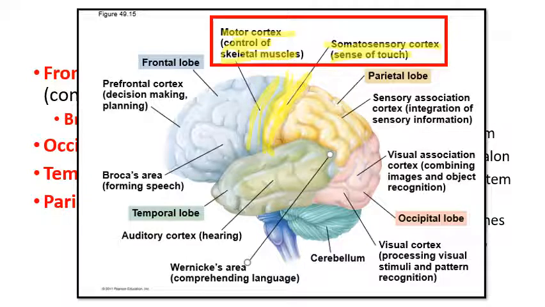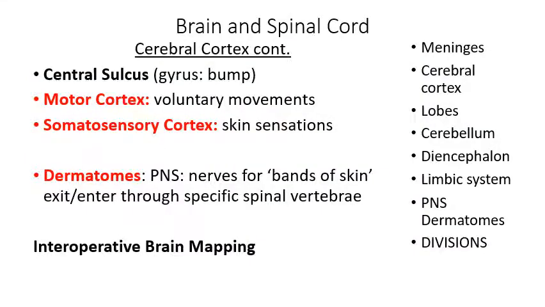All right, now I want to show you an interesting diagram that shows we have physically mapped the locations of all of the sensations and all of the motor functions of the motor cortex and the somatosensory cortex. As I said, the central groove in the brain is called the central sulcus, and a bump is called a gyrus. The precentral gyrus is also known as the motor cortex, which is responsible for voluntary movements throughout the body. And the postcentral gyrus, also known as the somatosensory cortex, is responsible for sensations on the skin.